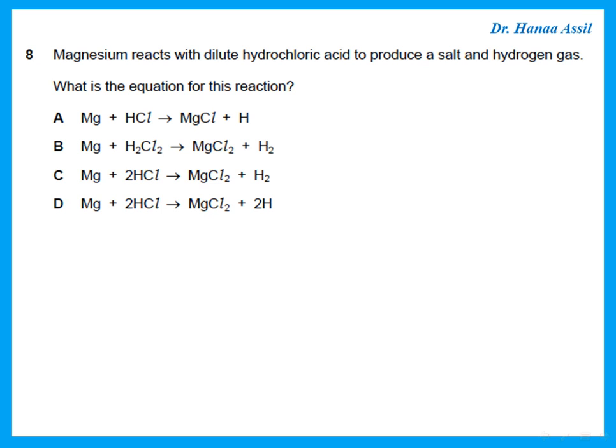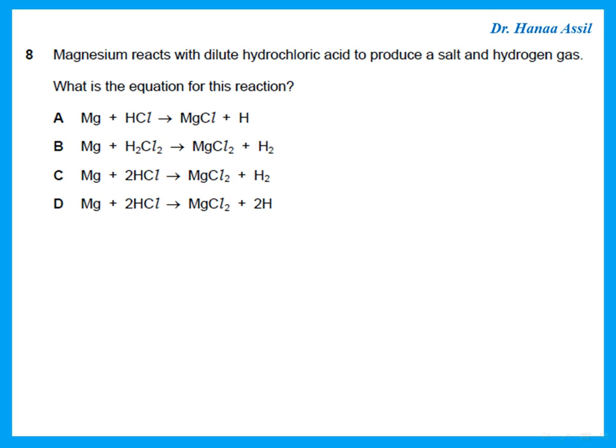Magnesium reacts with dilute hydrochloric acid to produce a salt and hydrogen gas. What is the equation for this reaction? Okay, I'm starting with magnesium. All of it is Mg, plus hydrochloric acid. How do I write hydrochloric acid? You should realize it is HCl. The valency of hydrogen is 1 and the valency of chlorine is 1, so you don't have 2's written under it. So B is wrong. Then I want to produce a salt. Now, which salt am I going to produce? I'm going to produce magnesium chloride. You should realize that magnesium is in group 2, so valency 2.